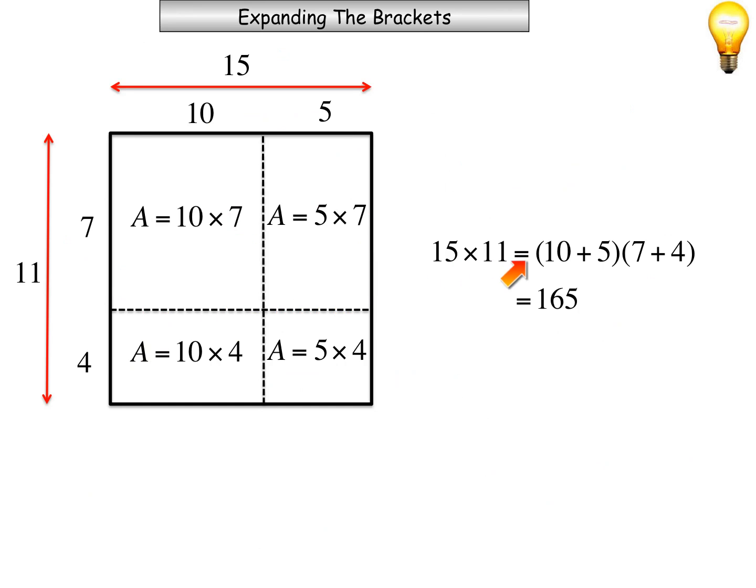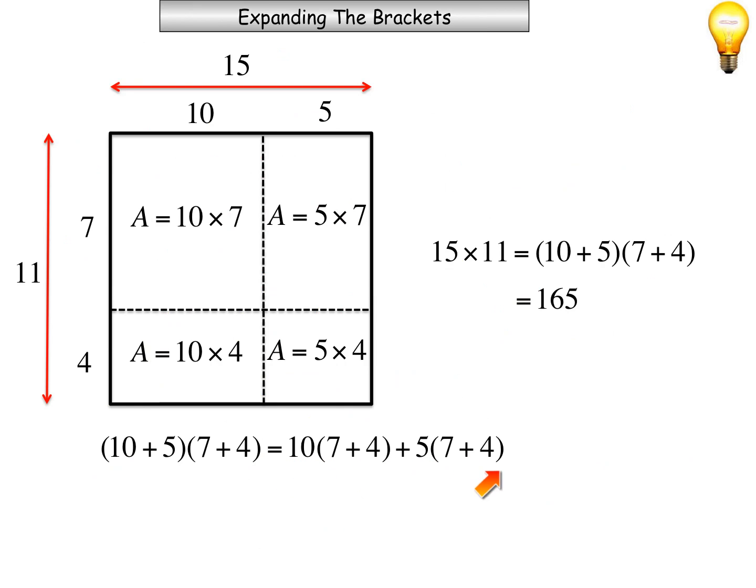So 15 times 11, if I just do that on the calculator or know that product, it's 165. And I'm going to express this 165 as the sum of those 4 rectangles, because 11 times 15, which is 165, will be the same as the area of the 4 rectangles. So this binomial expansion is going to be equal to this expression on the right hand side. So how do we get this expansion from here?